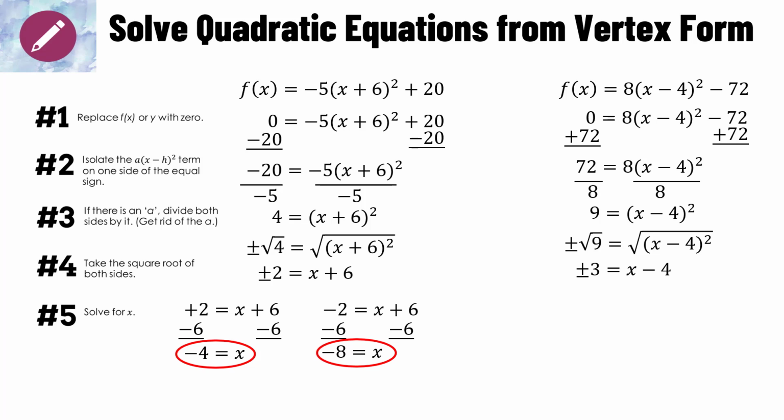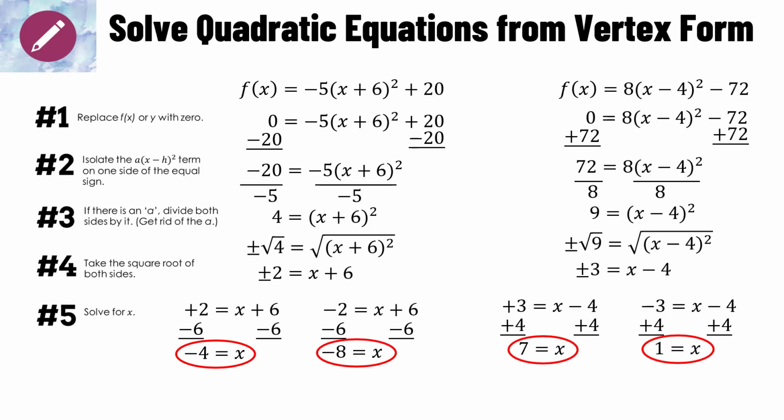Let's look at our two answers. In the first equation, we're going to have 3 equals x minus 4. The second equation is going to be negative 3 equals x minus 4. We're going to add 4 to both sides, so 7 equals x. In the second equation, we're going to add 4 to both sides, and that gives us 1 equals x. And that turns out to be our two answers.